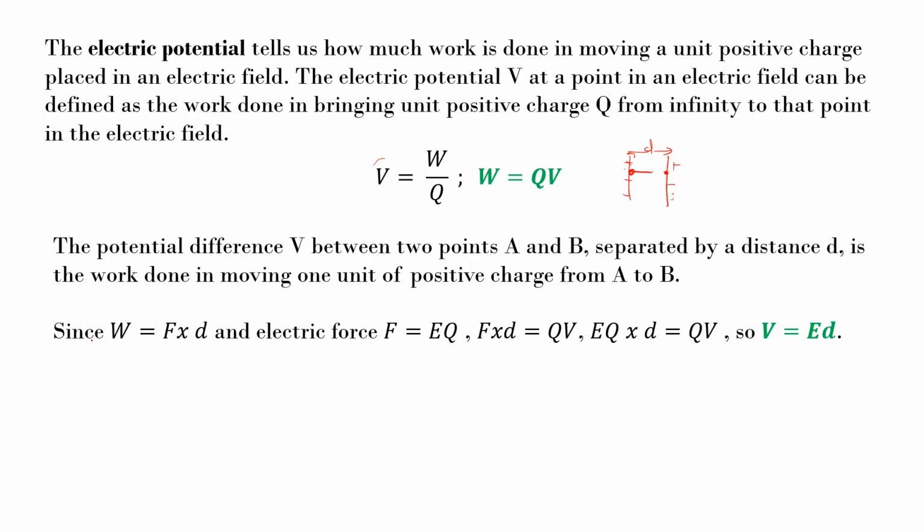So now remember, W is force times distance, and we know force is EQ. So force times distance, then you replace F with EQ, then we have EQ times d. Okay? And that is equal to QV. Don't forget work is that. So then we can cancel the Q, then V will be Ed. So you'll have seen this formula before.